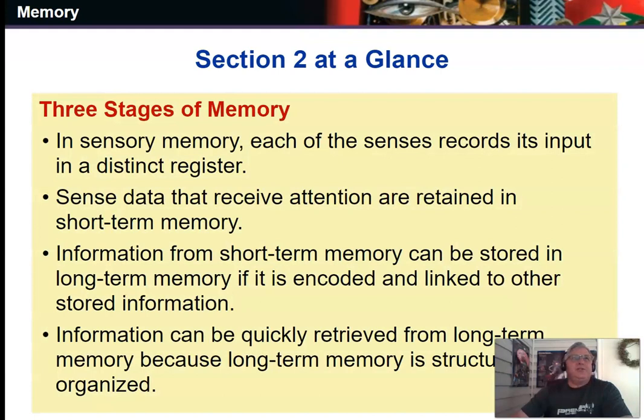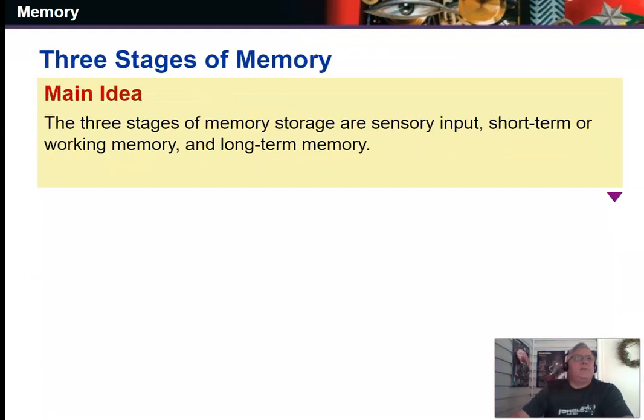Section 2. 3 stages of memory. In sensory memory, each of the senses records its input in a distinct register. Sense data that receive attention are detailed in short-term memory. Information from short-term memory can be stored in long-term memory. If it is encoded and linked to other stored information, information can be quickly retrieved from long-term memory because long-term memory is structured or well-organized.